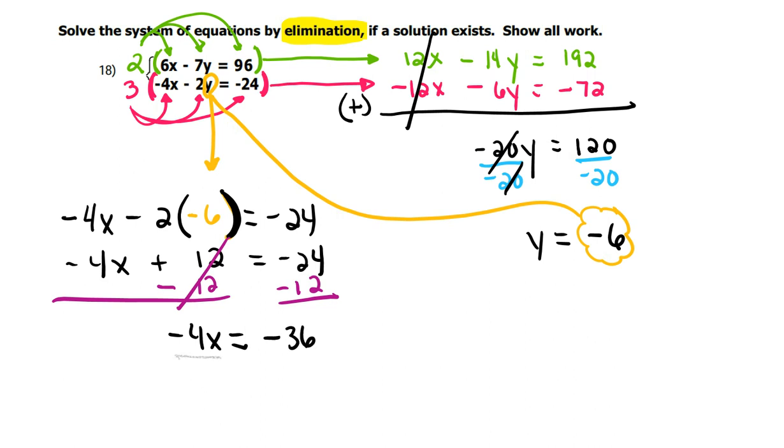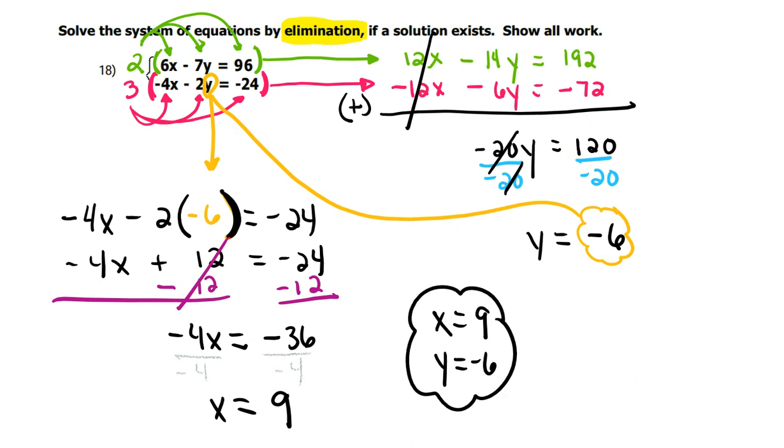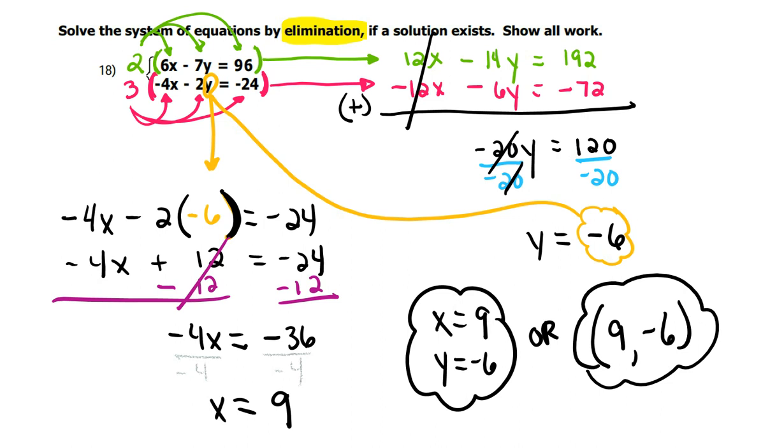And then just divide both sides by negative 4. So x will be a positive 9. So my answers are x equals 9 and y equals negative 6. Or if you're asked to write it as an ordered pair, it would be 9, comma, negative 6. And that is the elimination method.